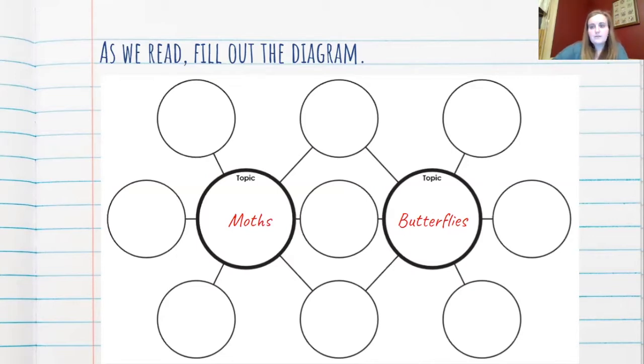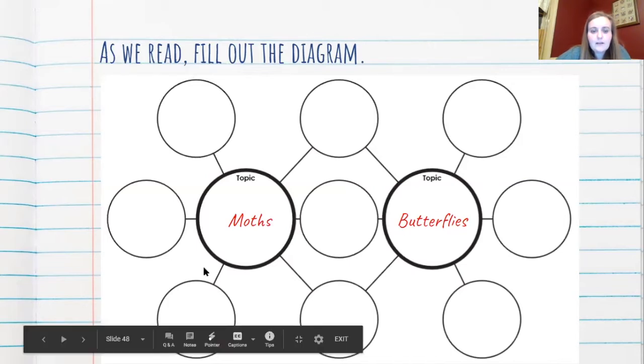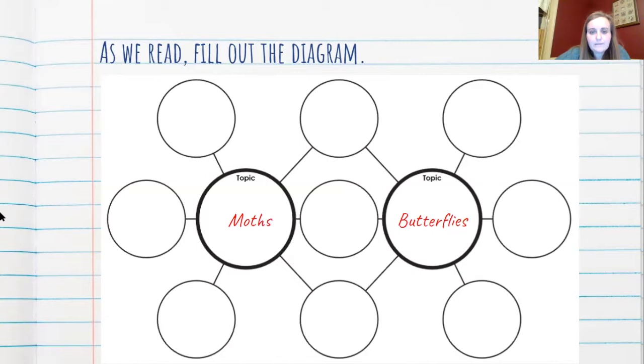If you want to use this one, you can draw it. I drew one, it looks like this. If you don't want to use the circles, you don't have to. You can use the back of your paper to set up your diagram. So go ahead and pause the video and get your diagram set up. With this diagram, we're going to be comparing and contrasting moths and butterflies. So these 3 middle circles would be for similarities, and then the 3 outer circles would be for differences. So go ahead, pause this video, get your diagram set up, and then we'll go through and read together.